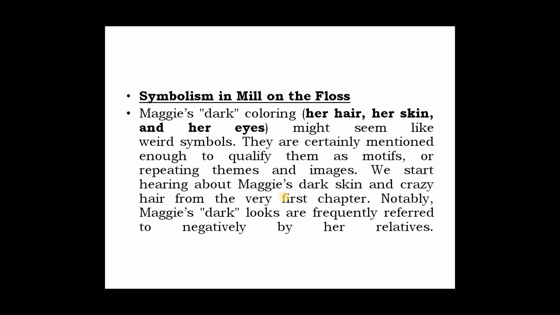In the start, we may take into notice that George Eliot herself was not so beautiful. So sometimes she may have been rejected from the society. It was why she conveys that theme and meaning through her heroine, Maggie. We start hearing about Maggie's dark skin and crazy hair from the very first chapter. Notably, Maggie's dark looks are frequently referred to negatively by her relatives.